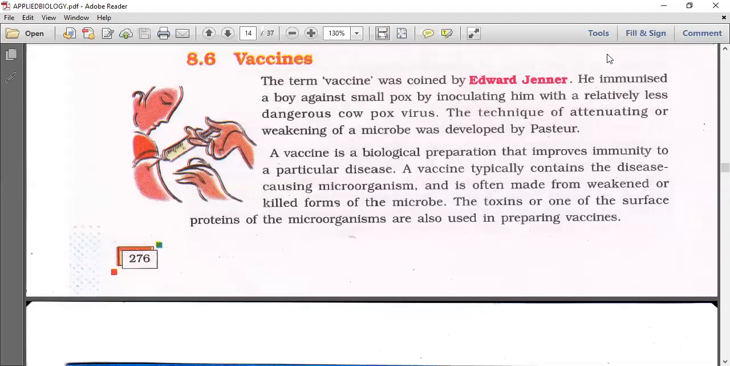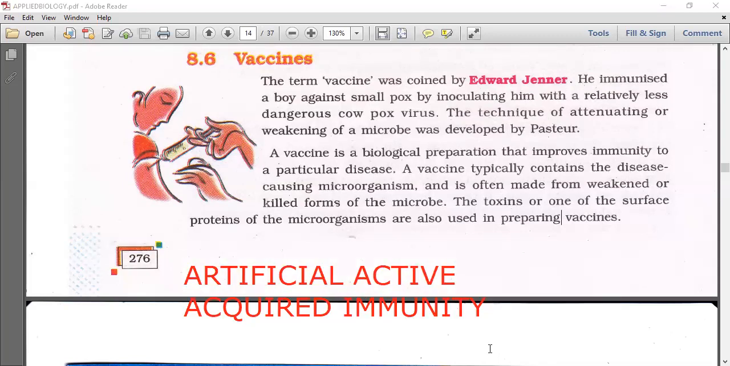Disease. Let's start the vaccine. First of all, before we start, we need to know the technical name from immunology for what we call vaccines: artificial active acquired immunity. Technically, we call vaccines artificial active acquired immunity.